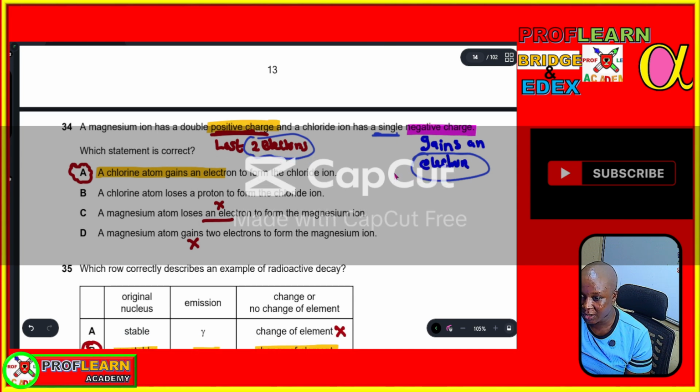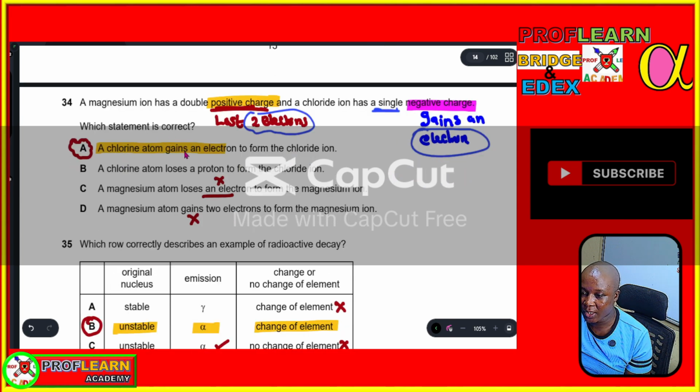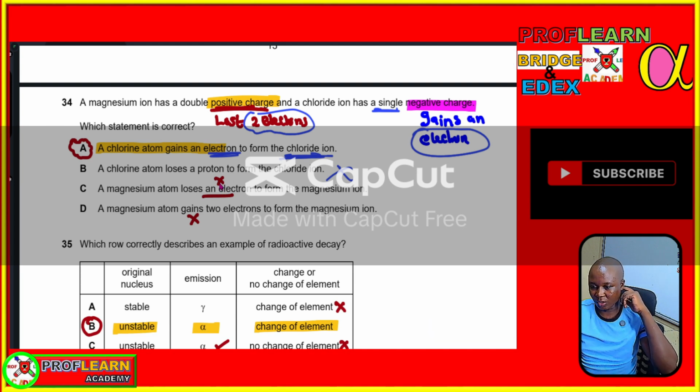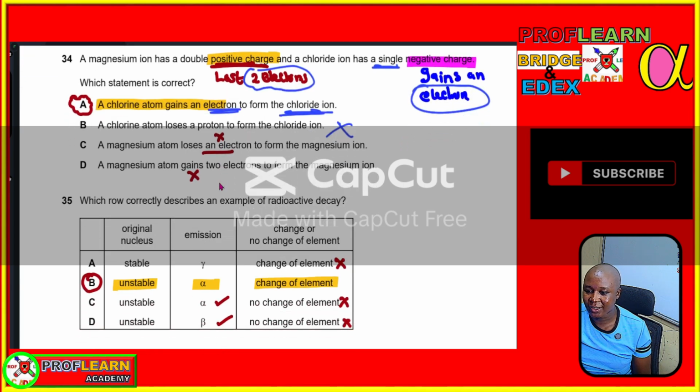So in that case, which statement is correct? Chlorine gains an electron to form a chloride ion. Chlorine atom loses a proton, that's wrong. Magnesium loses an electron, it's wrong because we are told it has 2 positive charges, so it has to lose 2 electrons. And magnesium atom gains 2 electrons, if it gains, it's going to become negatively charged, and that's not the case. So we're going to say the correct answer is A.